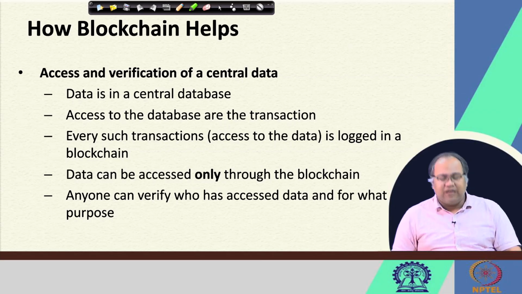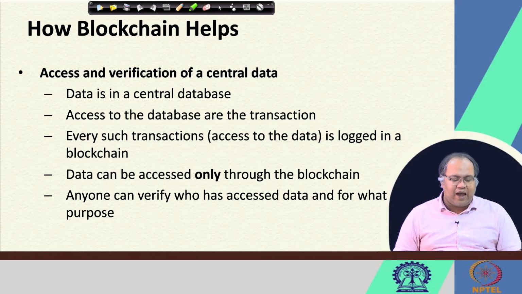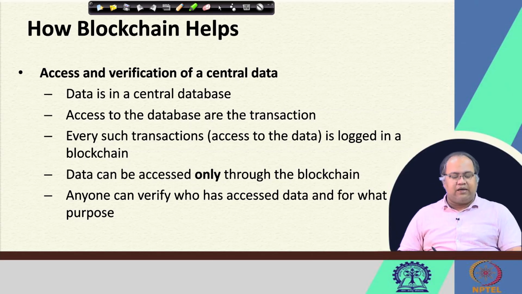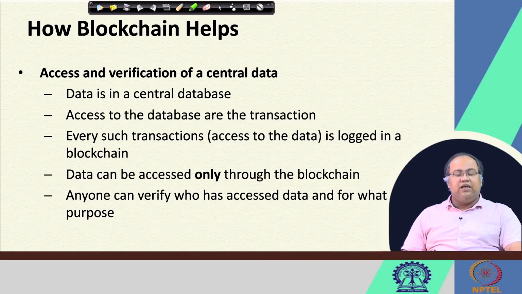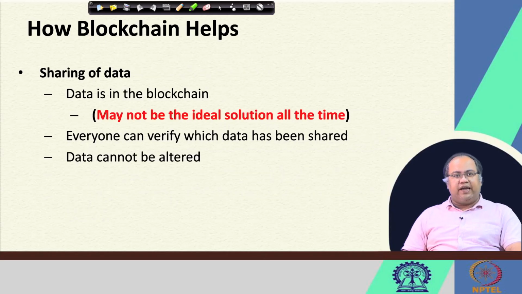As I mentioned earlier, you can have this access and verification of the central data, where typically the data is put in a central database, and access to the database can be thought of as transactions. Now, every such transaction, that means access to the data, is logged in a blockchain. So the data can be accessed only via the blockchain. Whenever someone is accessing the data, the access is happening on top of blockchain. That way anyone can verify who has accessed the data and for what purpose. So that is the advantage that we get.